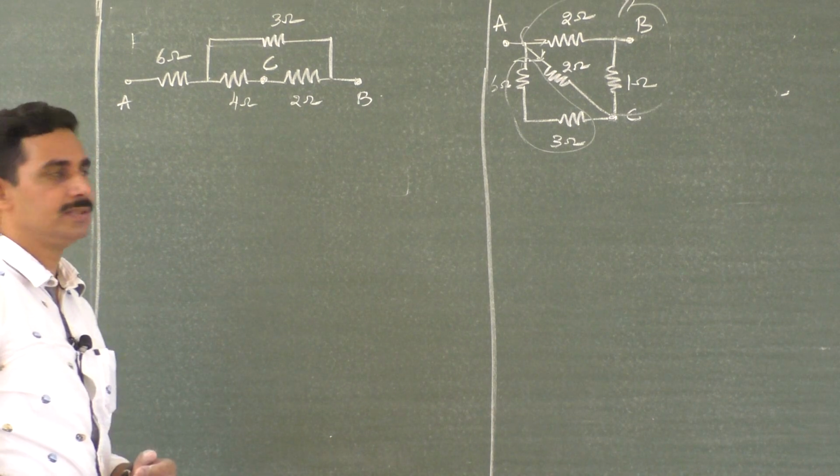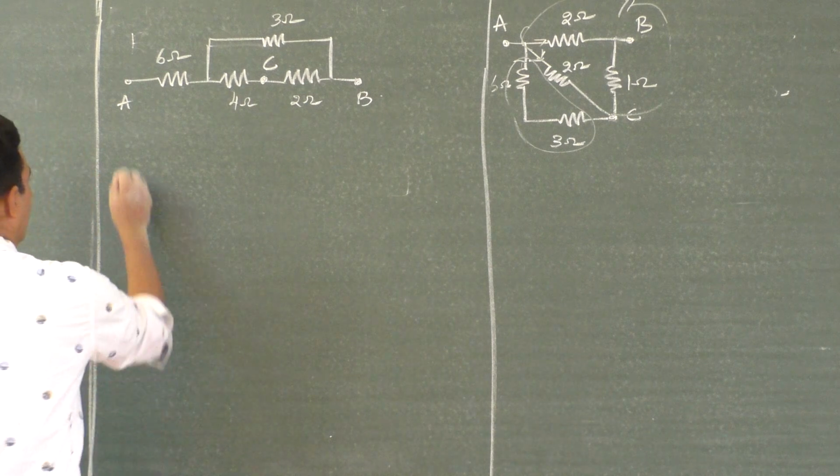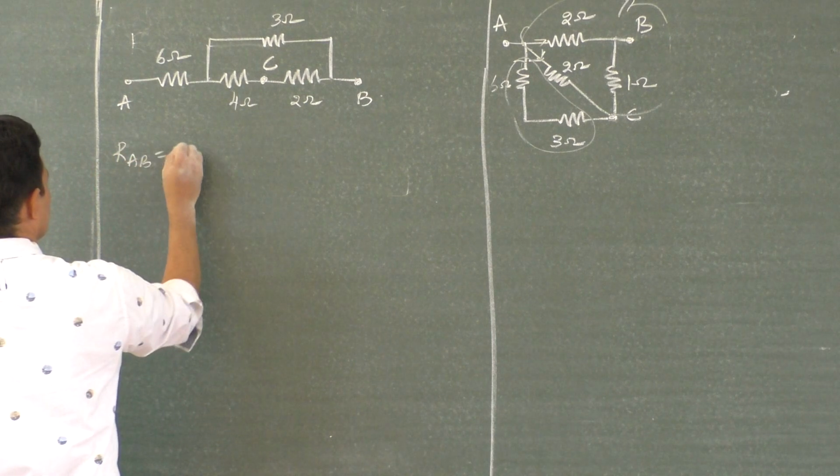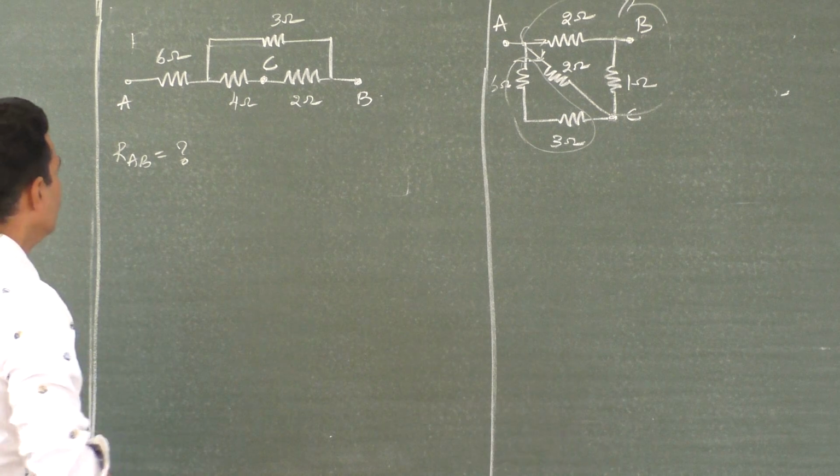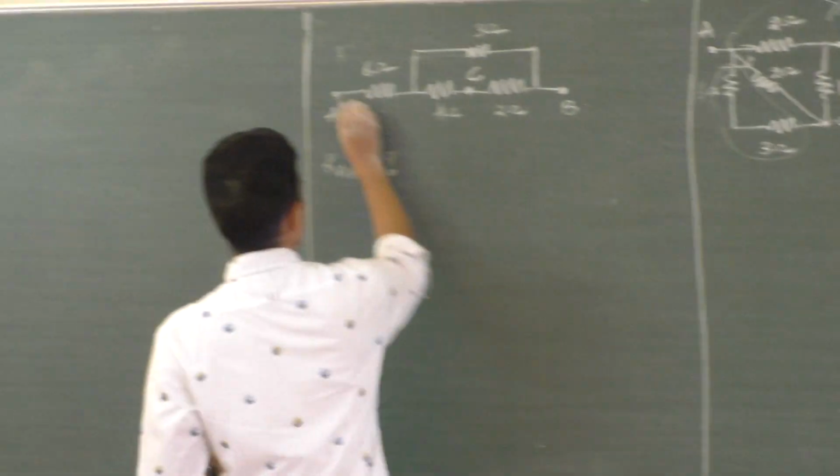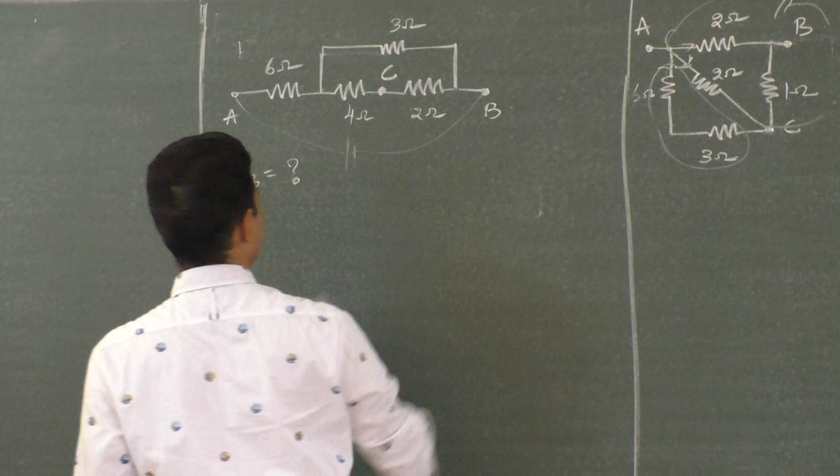Now things become very easy when you select A and B. What is the resistance across A and B? What you have to do is connect a battery across this. You have to imagine that, that's all.